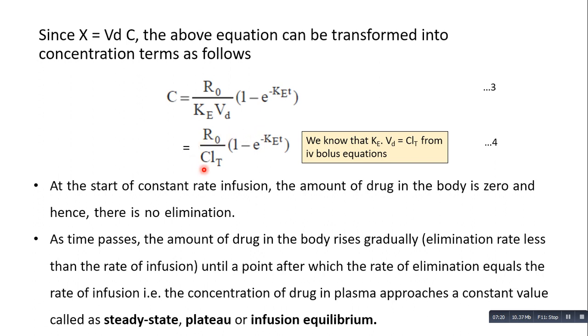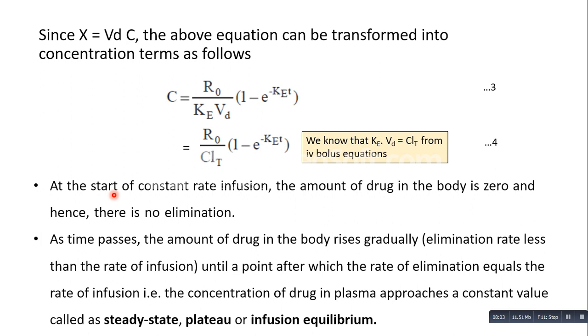Now at the start of constant rate infusion, the amount of drug in the body is 0. Hence, there is no elimination because the drug is not present in the body. So, elimination is not possible. Now, as time passes, the amount of the drug in the body will increase gradually. Slowly, elimination will also increase. Now, at this point, elimination rate is less than the infusion rate. That means minus Kex is less than R0.